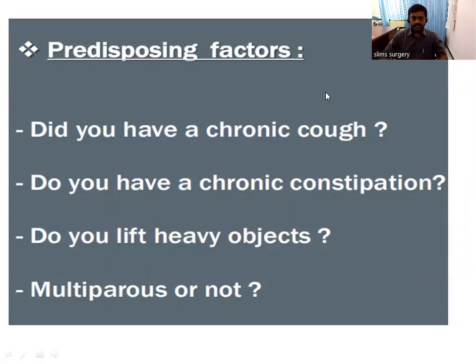Okay. Next, we have to ask about the predisposing factors like chronic cough, constipation, lifting of heavy weights, and multiparity. These are the things that will aggravate the symptoms like swelling and pain. So we have to ask about the history of all these things. Apart from this, we have to ask about the history of difficulty in micturition also. That will also increase the intra-abdominal pressure.